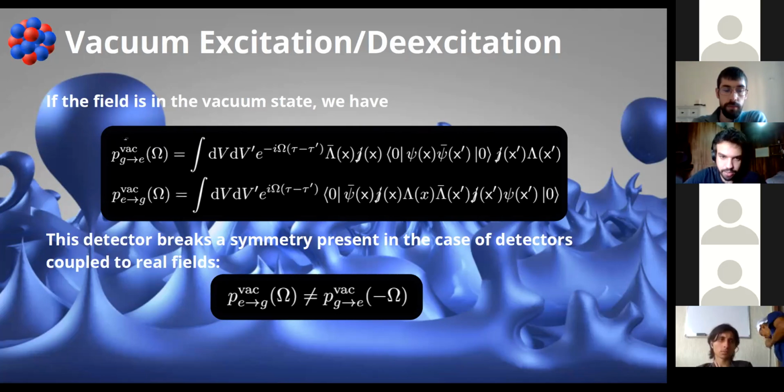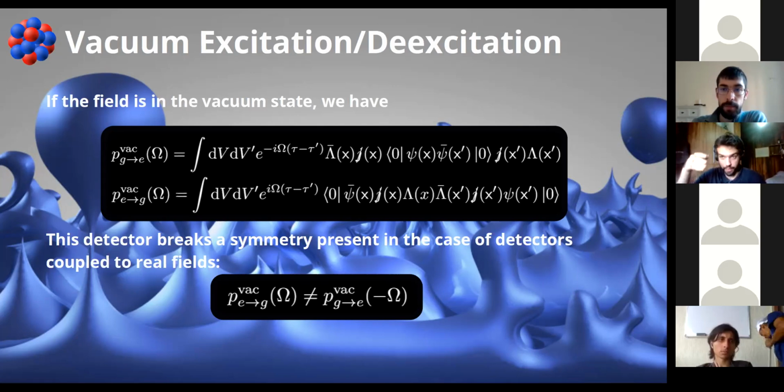And this means that the detector breaks a symmetry present in the case of detectors coupled to real fields. So when you get a detector and couple it to a real field and you change omega by minus omega, you can think that essentially you're relabeling which is the excited state and which is the ground state. But in this case, you would also change whether the excitation of the detector is coupled to the field or to the conjugate of the field. So there's a symmetry break here.